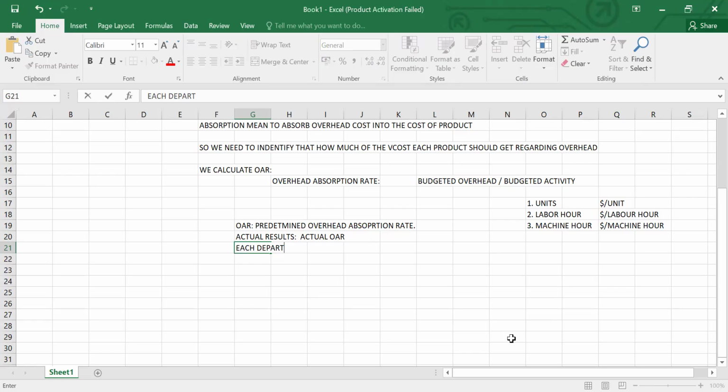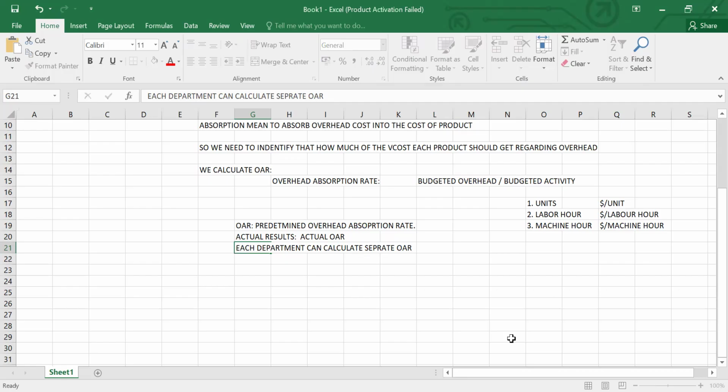If you're using your actual results, then that is known as actual OAR. That is calculated at the end of the year. If you're using your budgeted results at the start of the year, that will be known as budgeted OAR or predetermined OAR. Now, each department can calculate separate OARs, their own OARs.